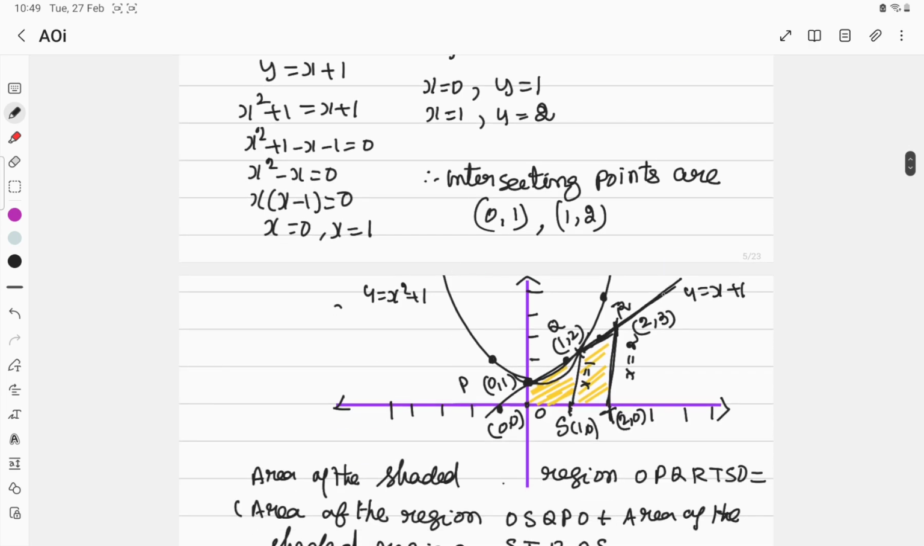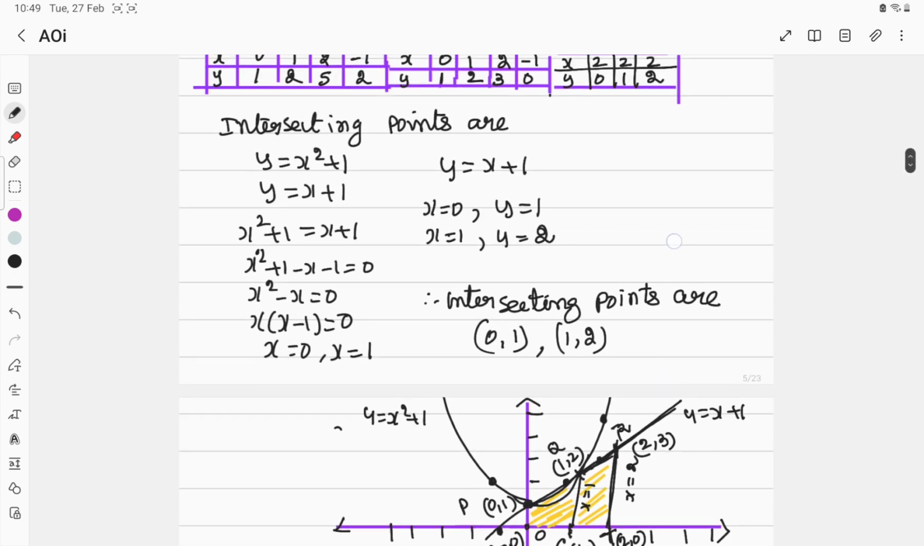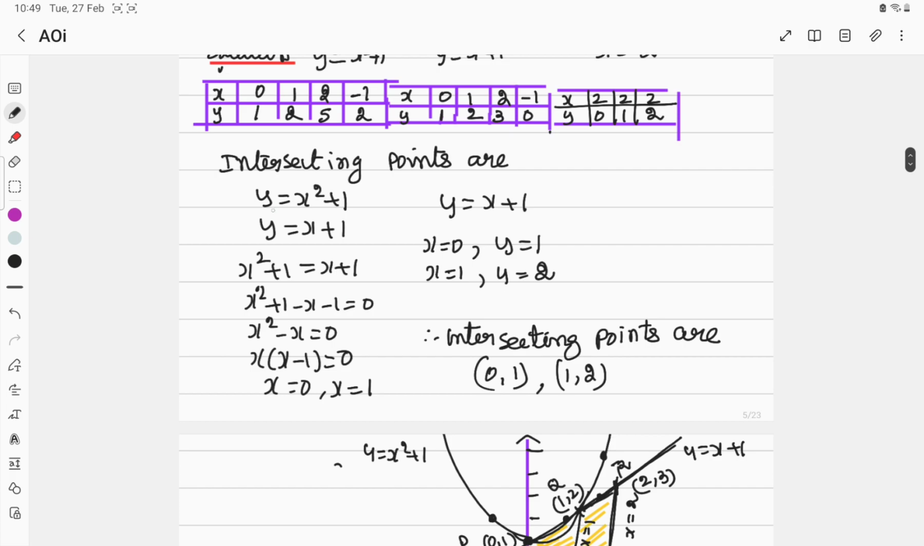Draw the diagram. Here y is equal to x square plus 1. This straight line is y is equal to x plus 1. This straight line is x is equal to 2. Then we get the points of intersection. Here y is equal to x square plus 1 and y is equal to x plus 1. Comparing both sides, we get the values x is equal to 0 and x is equal to 1.